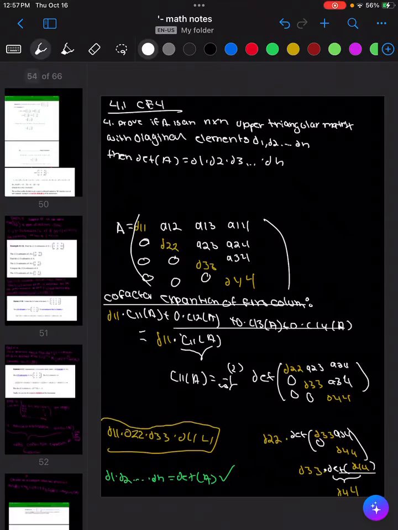Now we're going over 4.1, exercise 4. Prove that if A is an n by n upper triangular matrix with diagonal elements d1, d2 to dn, then the determinant of A would essentially just be the product of the diagonal elements.